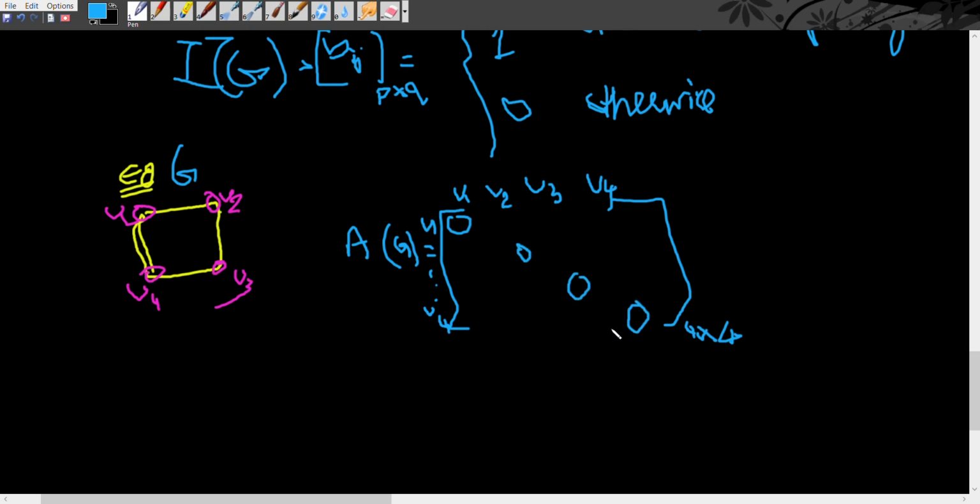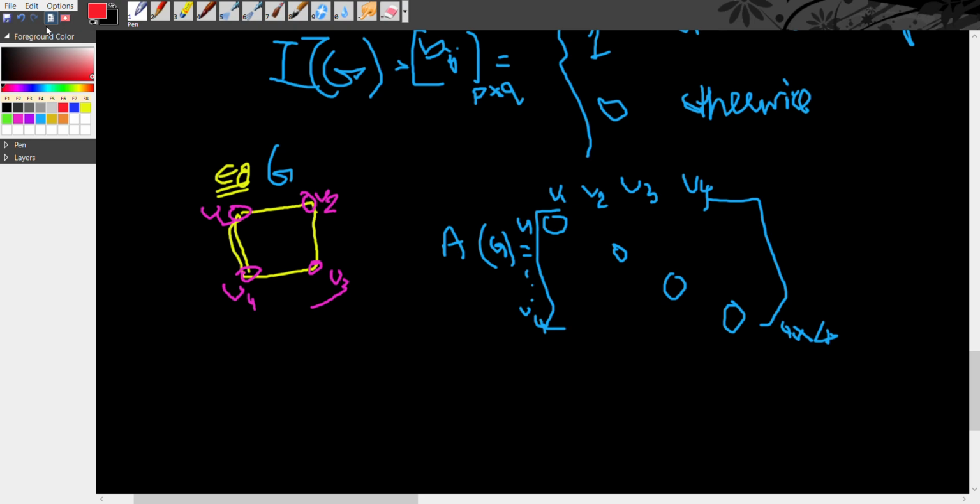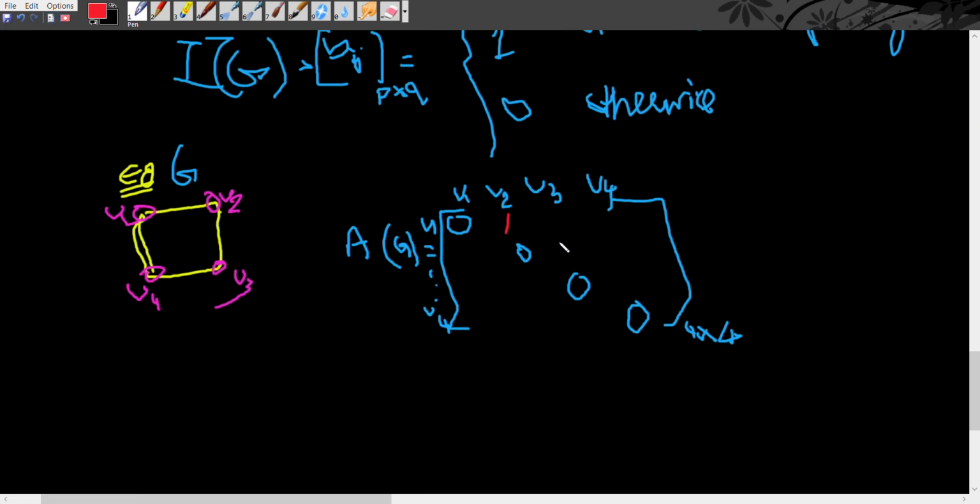Now you may also see that U1 is connected to U2 and U1 is connected to U4. So we write 1 here for U2, and 1 here for U4. U1 is not connected to U3, so we place 0 here. Similarly for U2, U2 is connected to U1, so 1 here. U2 is connected to U3, so 1 here, but U2 is not connected to U4, so you place a 0 there.